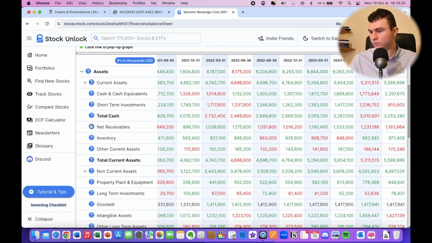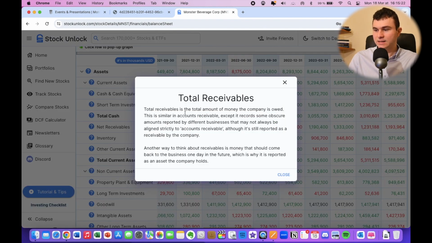If you don't know what net receivables are, it is the total amount of money the company is owed. This is similar to accounts receivable, except it records some obscure amounts reported by different businesses that might not always be aligned strictly to accounts receivable, although it's still reported as receivable by the company. Another way to think about receivables is money that should come back to the business one day in the future, which is why it is reported as an asset the company holds.